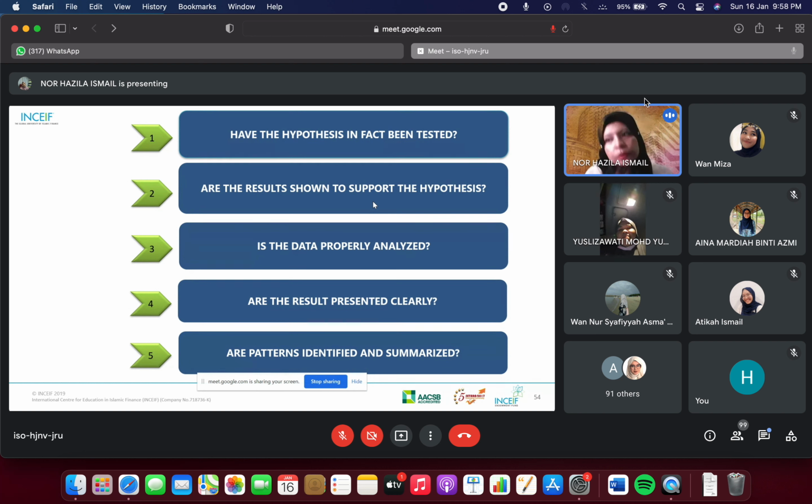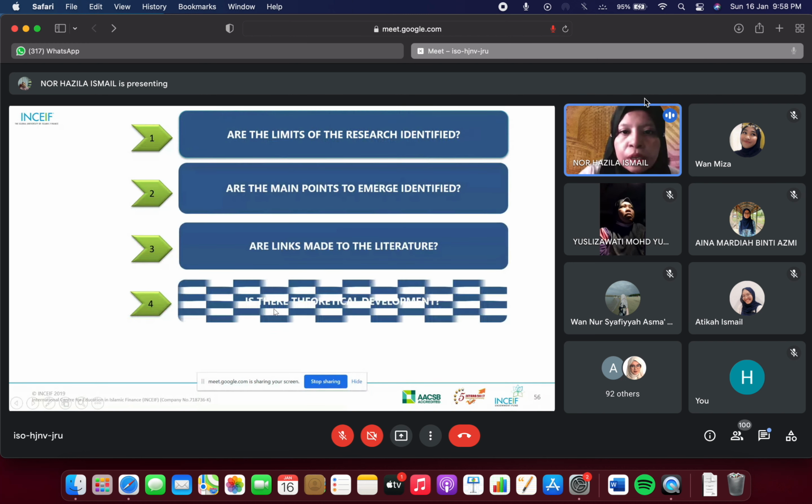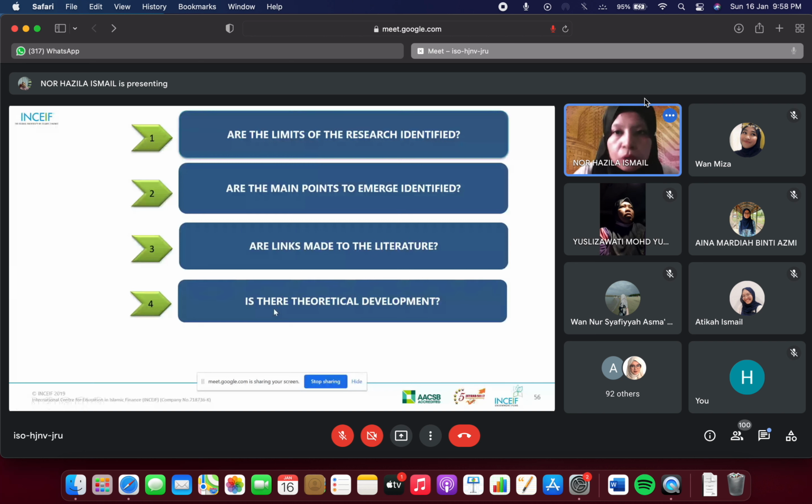Okay, so make sure berhati-hati bila copy paste, or senang cerita kalau nak menipu pun tipulah dengan bijaksana. Kita tahu je tipu ke tak tipu, kan? Okay. And then what are examiners looking for? Discussion and conclusion. Of course, we are looking for a summary of result. We are looking into your contribution, and how you are filling the gap. Okay, ini ayat-ayat thesis lah. The limits of the research identified. Ini nak tengok you punya suggestion lah, kan, limitation.